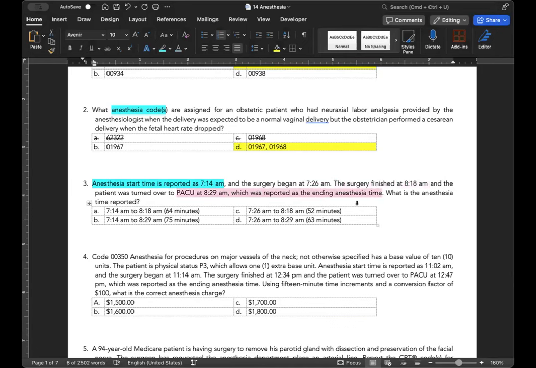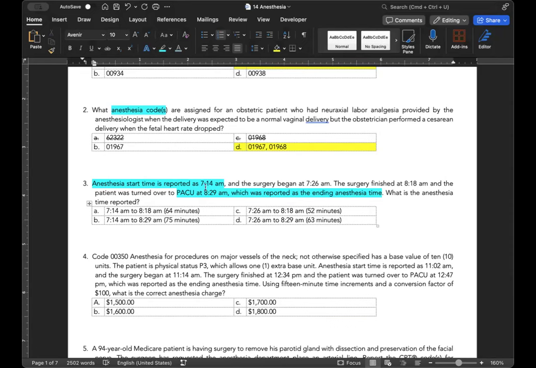Does that make sense? So just because the surgery finished at 8:18, the patient is still under the care of the anesthesiologist until they are turned over to the PACU. So they still have to come out of anesthesia, and the anesthesiologist still has to evaluate them to make sure that they are coming out of it safely.